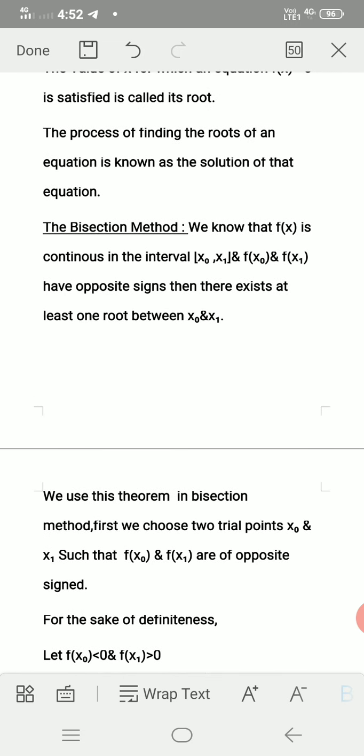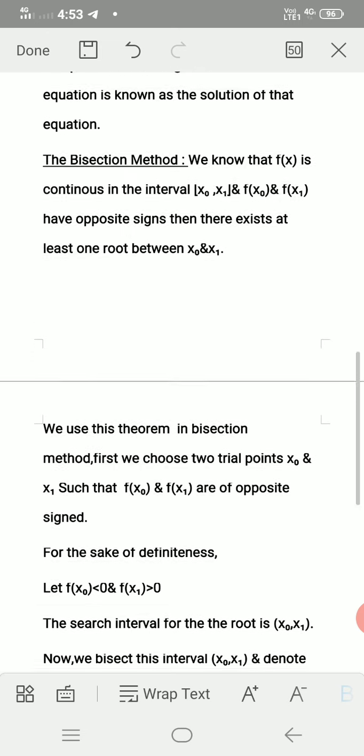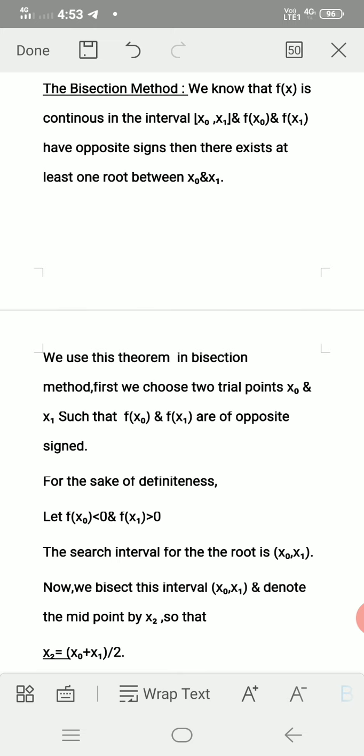So we know that if the given function is continuous in the closed interval x0 x1 and f of x0 and f of x1 have opposite signs, then there exists at least one root between x0 and x1. So this is the intermediate value theorem. Bisection method is based on the intermediate value theorem. So we use this theorem in bisection method.